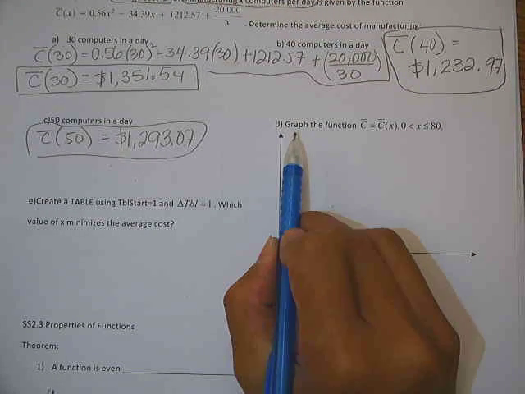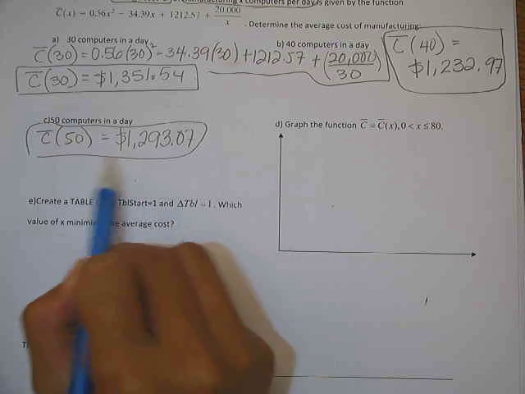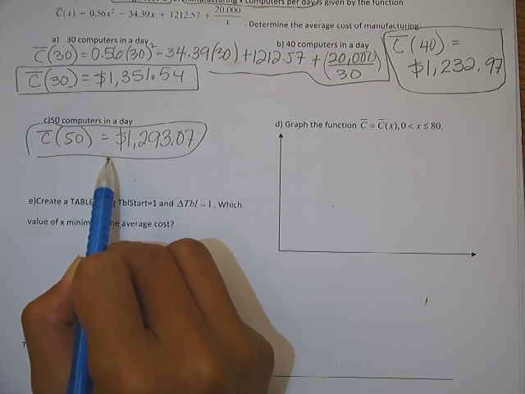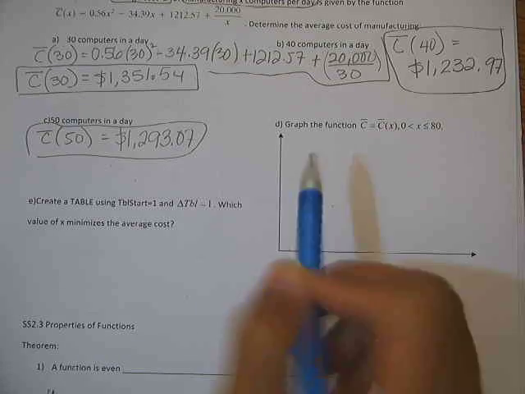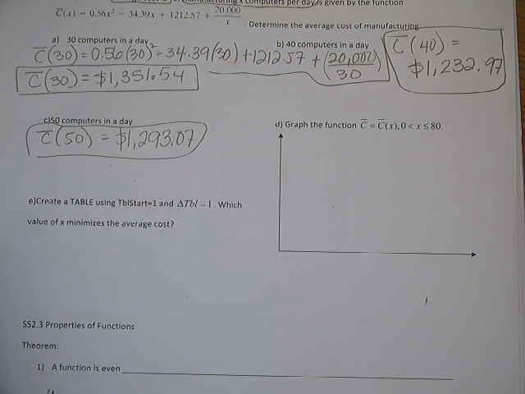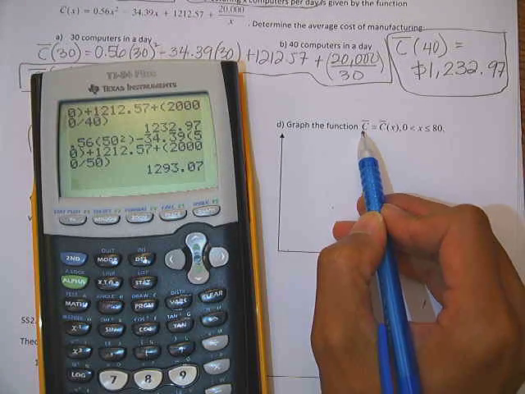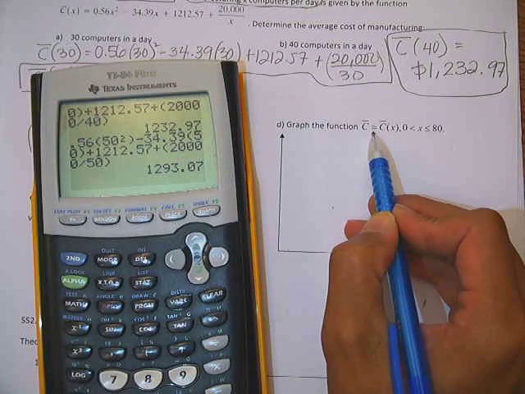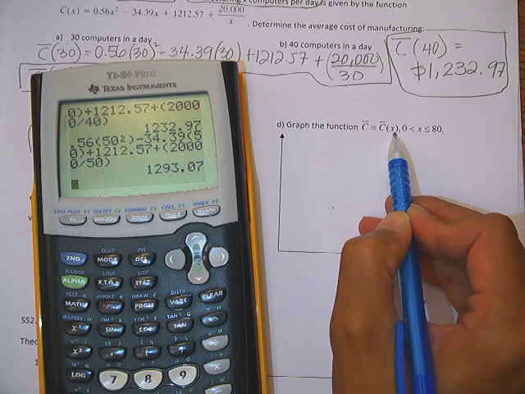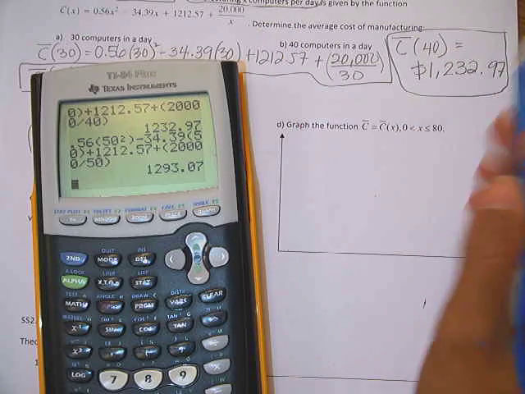Okay, part D. So what you should be thinking about is why is the average cost increasing as I make more? I thought the more you produce, the cheaper it is. Okay, so part D. This is going to help you with a calculator. All right, graph the function. Cost is the cost in terms of x, because x represents the number of computers we produce per day.